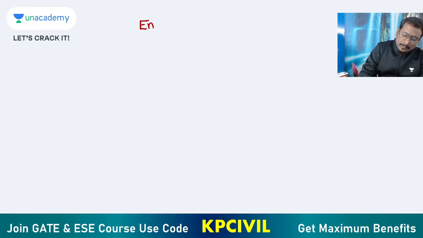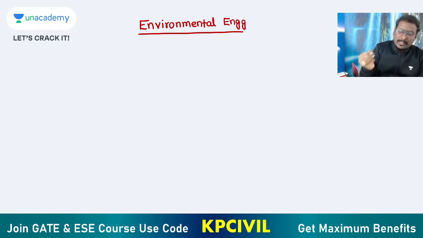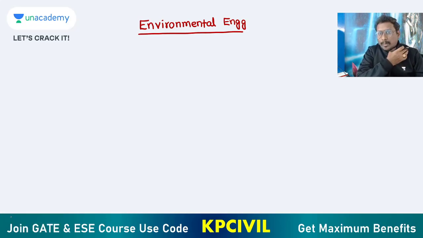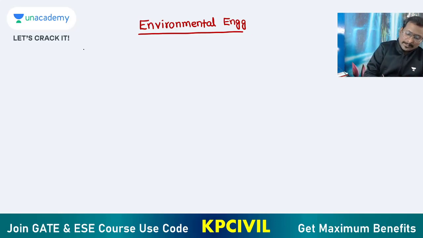The most important, second most important subject: environmental engineering. For any exam after geotechnical engineering, soil mechanics, the most preferred subject is environmental engineering, and especially IIT Bombay. IIT Bombay will focus more on it, and will have more MSQs also from environmental engineering and irrigation. So focus more on it.